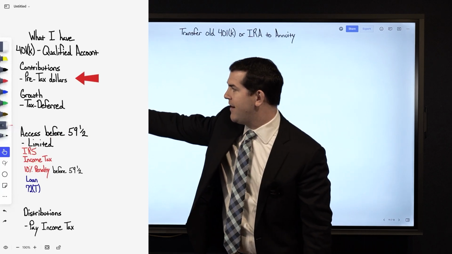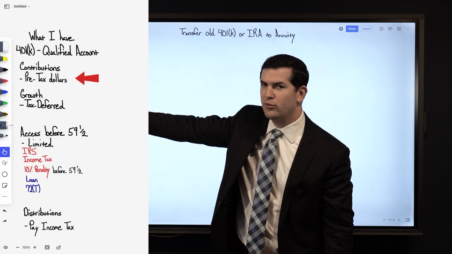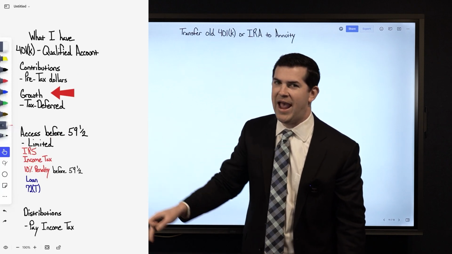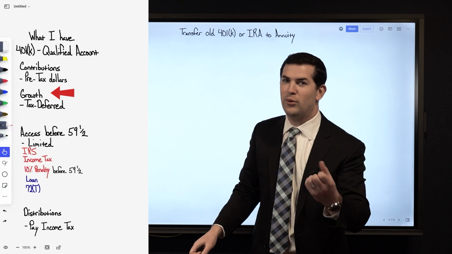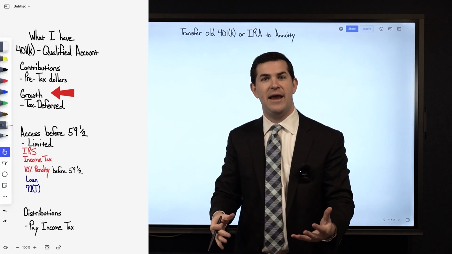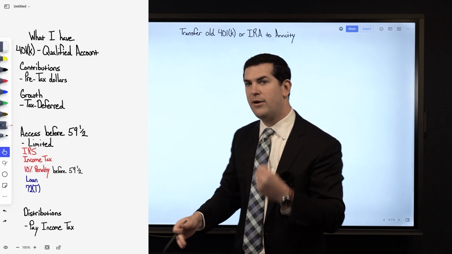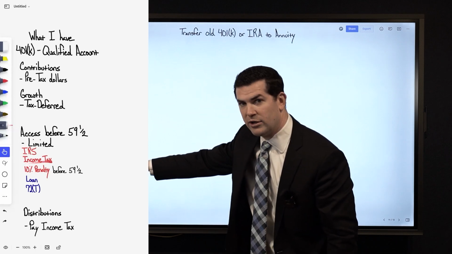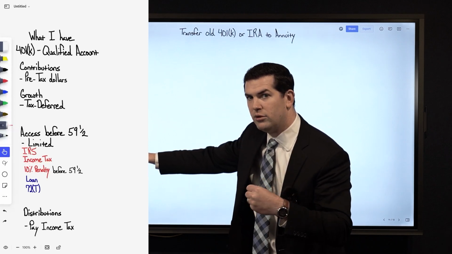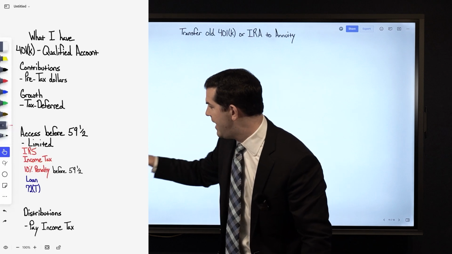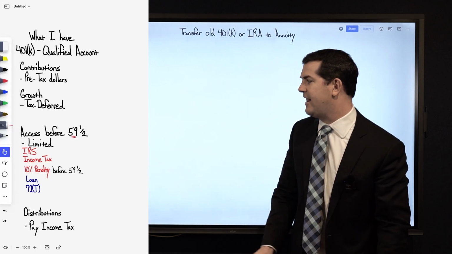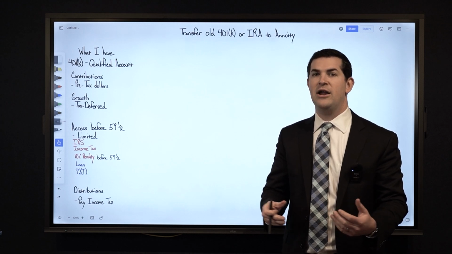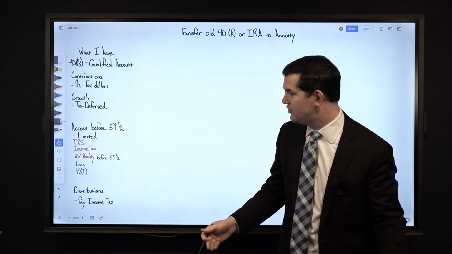Because remember, everything that I paid in was all pre-tax, so I haven't paid tax on that money. All of the growth, I haven't paid tax on it, which means when I pull it out, I've got to pay income tax on the full amount that I pull out each year. So the IRS will always tax me as ordinary income on any money I pull from a 401k. And if I access it before age 59 and a half, then I also have to deal with a 10% IRS penalty, which no one likes.